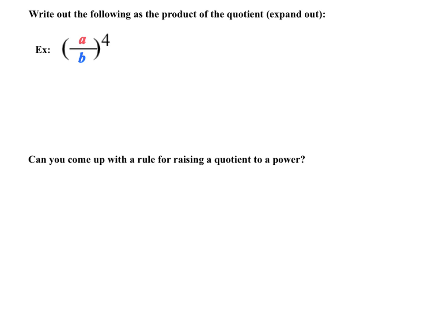So now we're going to write out the following quotient as a product, and we are raising it to the 4th power. So remember that when you're raising anything to the 4th power, it means to multiply it by itself 4 times. And so in this case, the thing that's getting multiplied by itself is a over b times a over b times a over b times a over b.